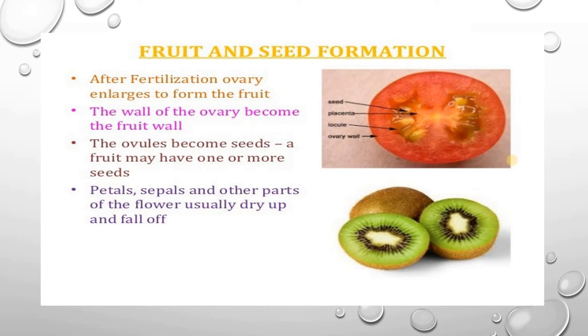Next comes the formation of fruit and seed. Now what happens after fertilization? The ovule present in the ovary grows to form a seed. The seed contains the embryo, that is a baby plant, and food for the developing new plant. Now there is a tough protective coating around the seed, which is called the seed coat.